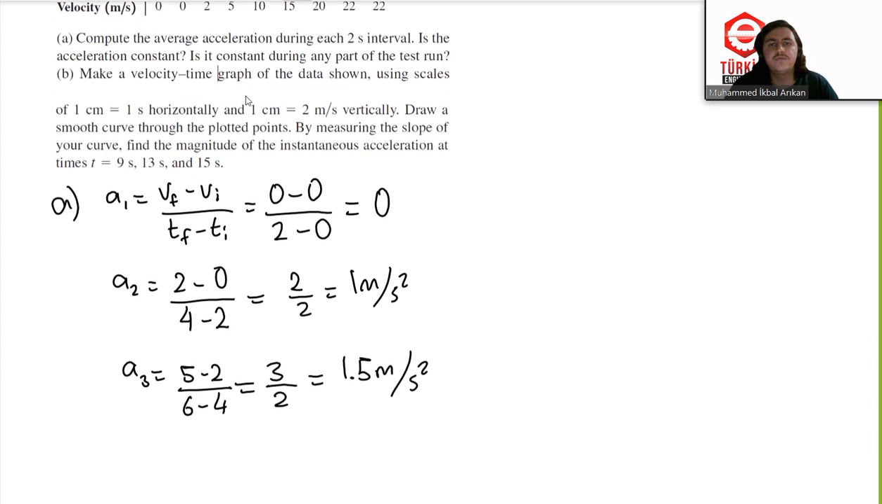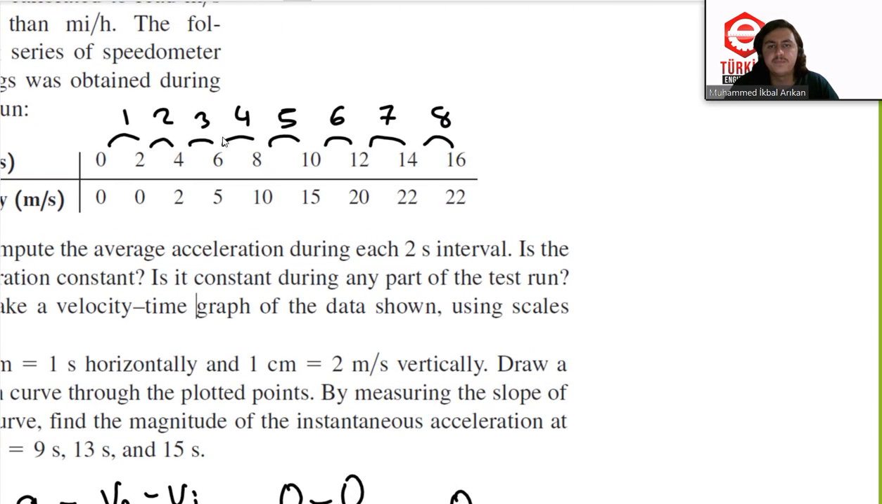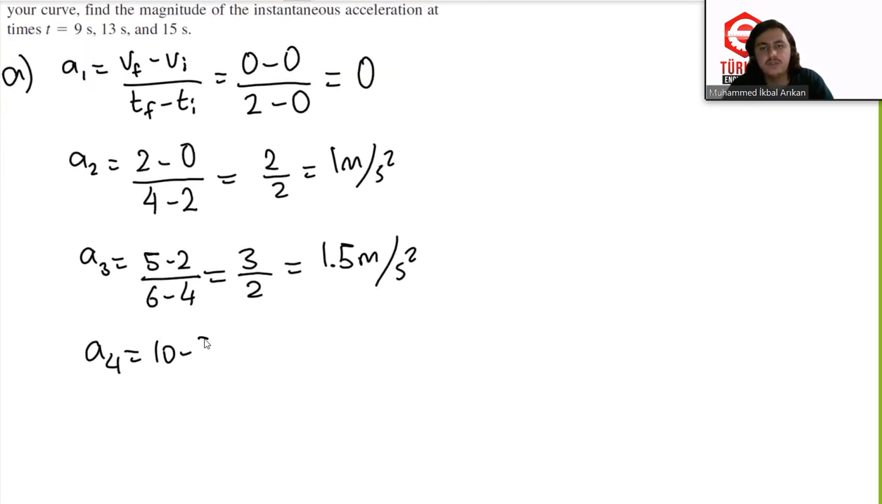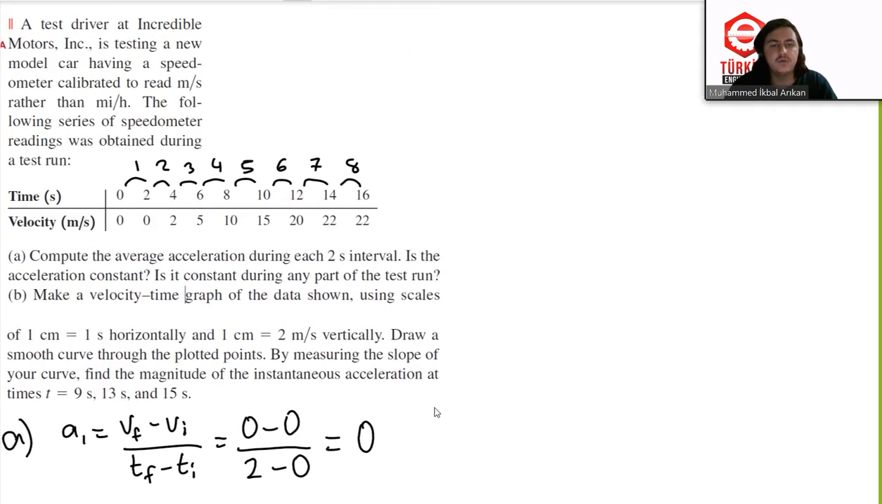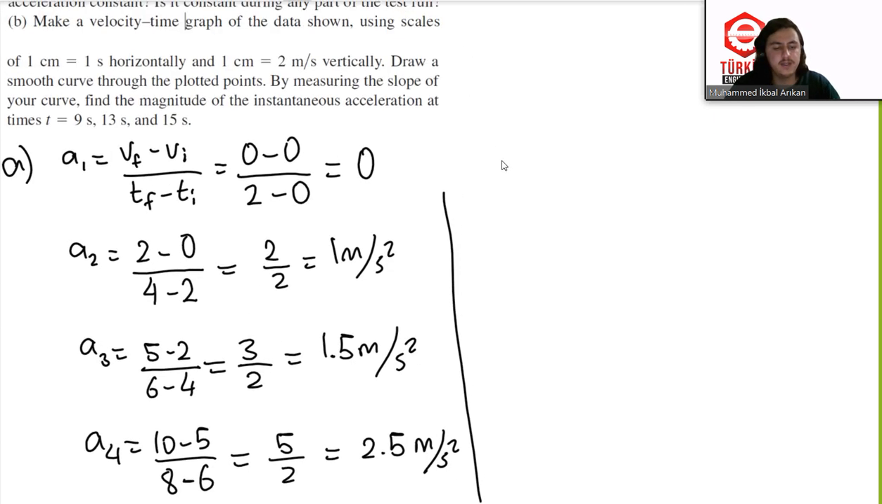What about the fourth one? So acceleration 4 will be for this interval: I have 10 minus 5 divided by 8 minus 6. So 10 is our final velocity, initial velocity is 5, and this is our final time and this is our initial time. So I will get 5 divided by 2, which is equal to 2.5 meter per second squared. So let's continue. I will just put a line here for separating them.